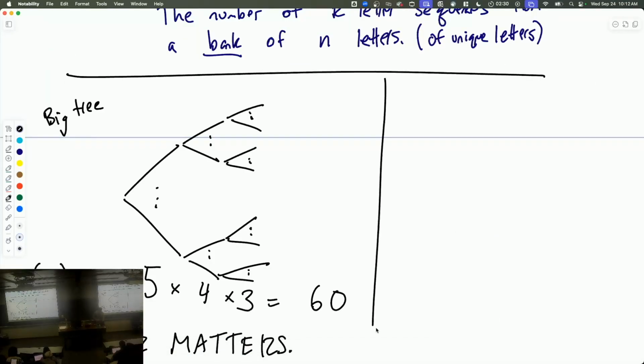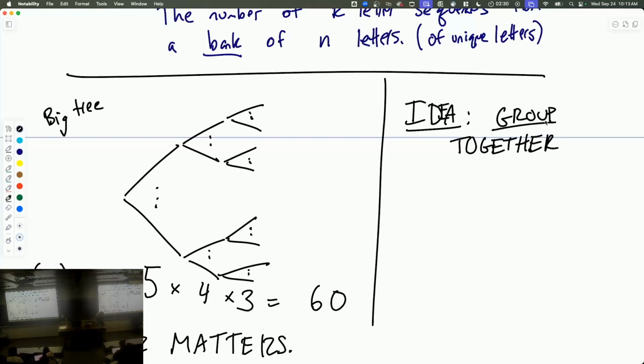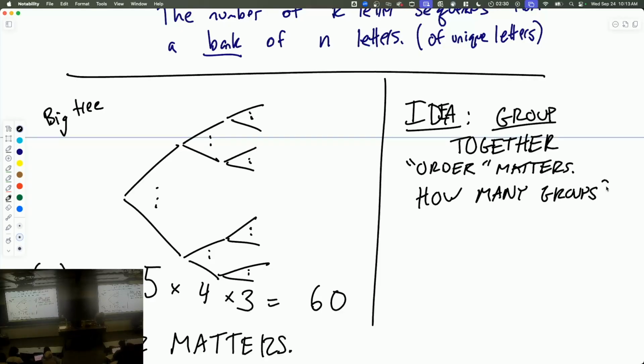So how are we going to handle order does not matter? Here is the big idea: group together hands, or maybe I'll say sequences, where order matters. So group together the ordered ones, and ask how many groups there are. This is the big idea.